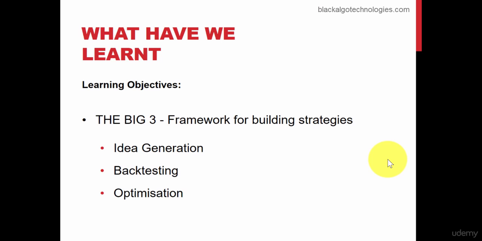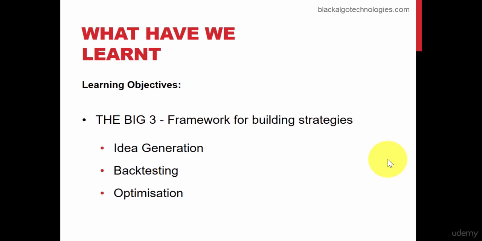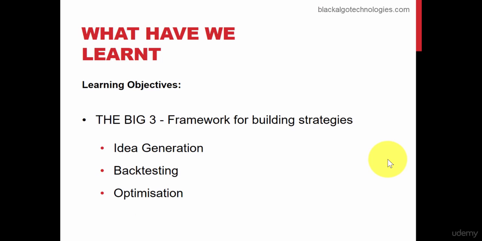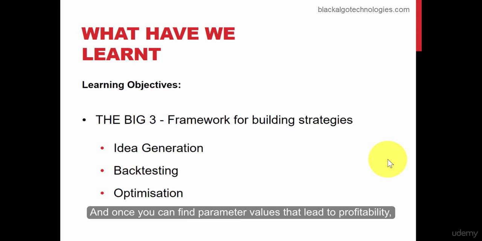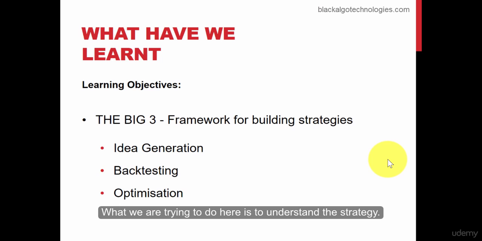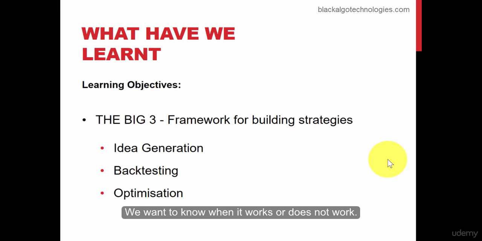Backtesting. Some people might say backtesting is a process where we just pick a time period from the past, run your strategy through it, try to find the so-called correct parameter values, and once you can find parameter values that lead to profitability, that's it, you trade it. But no, backtesting entails understanding. What we're trying to do here is to understand the strategy. We want to know when it works or doesn't work. And if it works, we want to know why. Similarly, if it does not work, we want to know why as well.